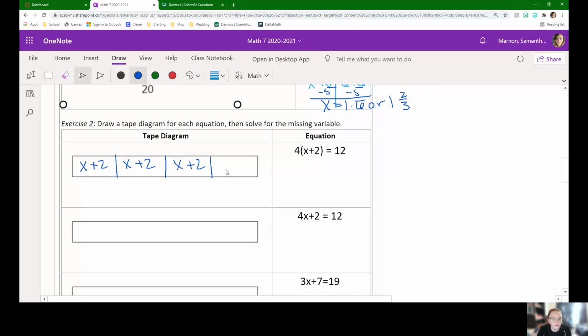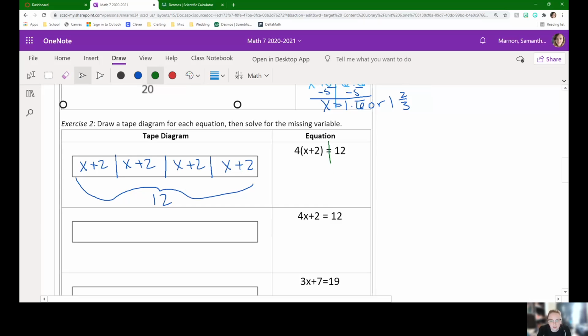So these are all x plus 2, so that's my 4x plus 2s. And I know this whole thing equals 12. So now if we need to solve for the missing variable, we can solve it on the diagram or we can do the equation. So let's do both.